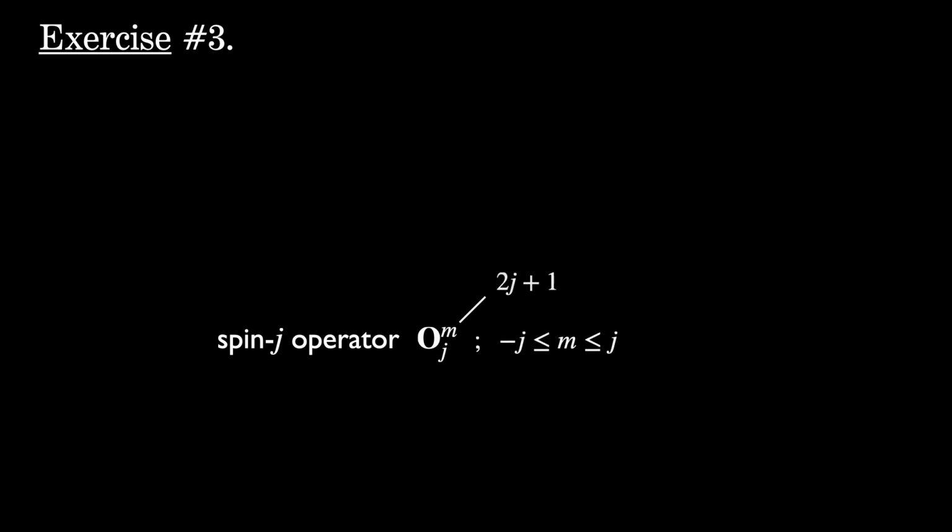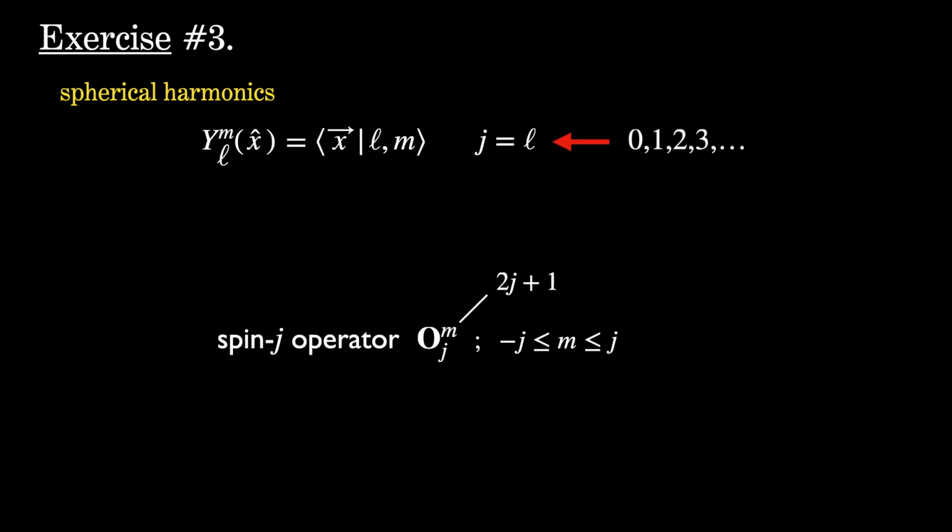Now we move on to the last exercise. This one's about constructing spin J operators out of spherical harmonics, where J takes integer values. This is what we should expect from these functions, since they are angular momentum eigenfunctions with integer value quantum numbers.